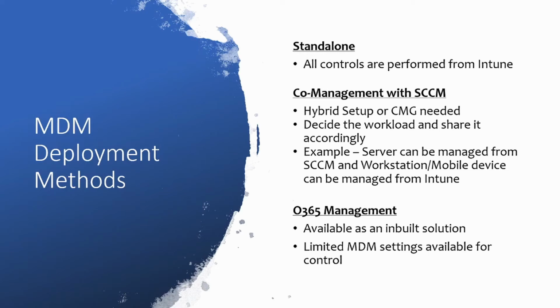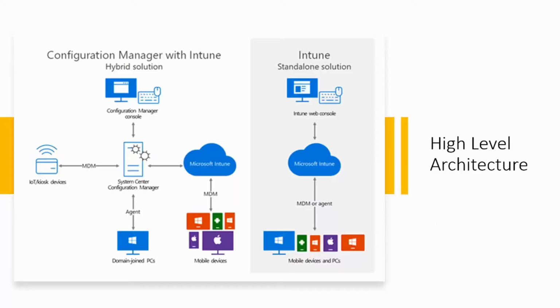Under Office 365 management, it is an available solution. You don't require Intune, you don't require co-management, but it has very limited capability, and it's an inbuilt solution. From there, you can do a wipe, retire, or delete a device, but applying a policy is not possible. It's very limited under Office 365. So these are the three deployment methods. You can have a strategy in your environment. Before doing this, have a pilot group deployment, and after that, deploy it to the production environment.